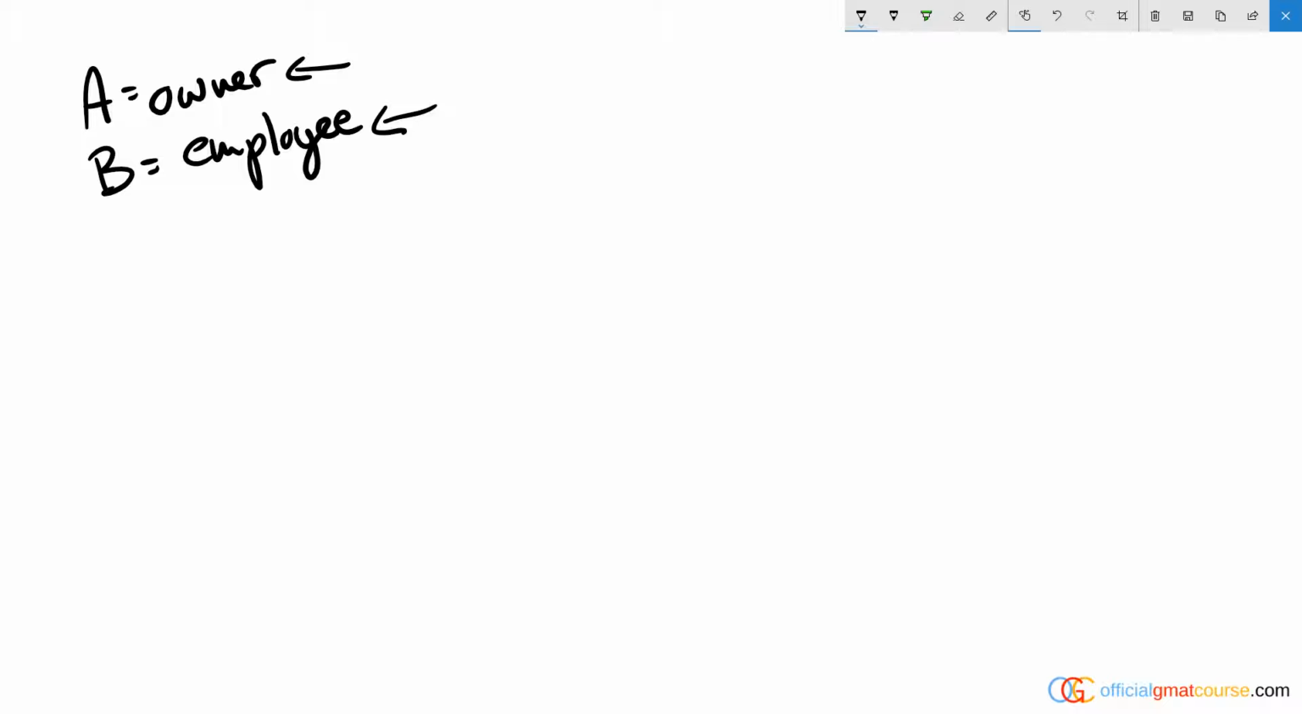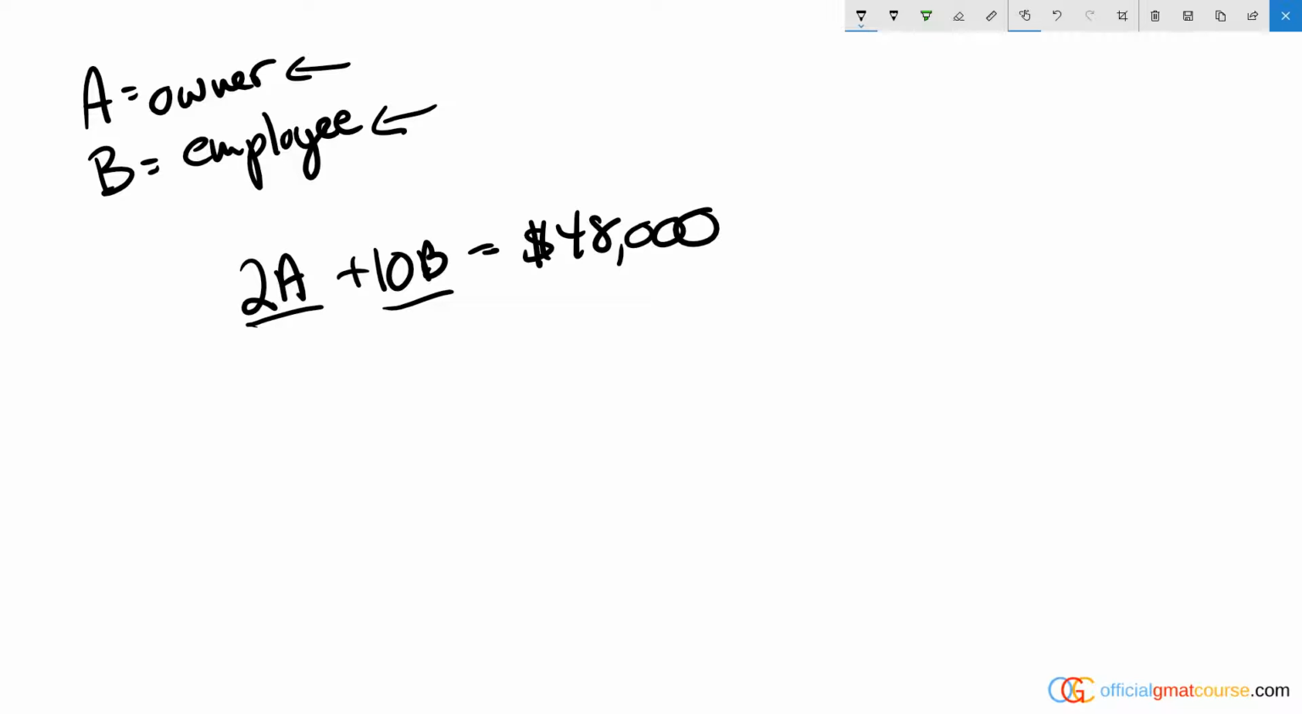Now, the first formula that I get out of the language they've given us is that for the two owners and the 10 employees, they will be splitting $48,000, which means that when I add up the amount that the two owners share plus the amount that the 10 employees share, I should get $48,000 out.